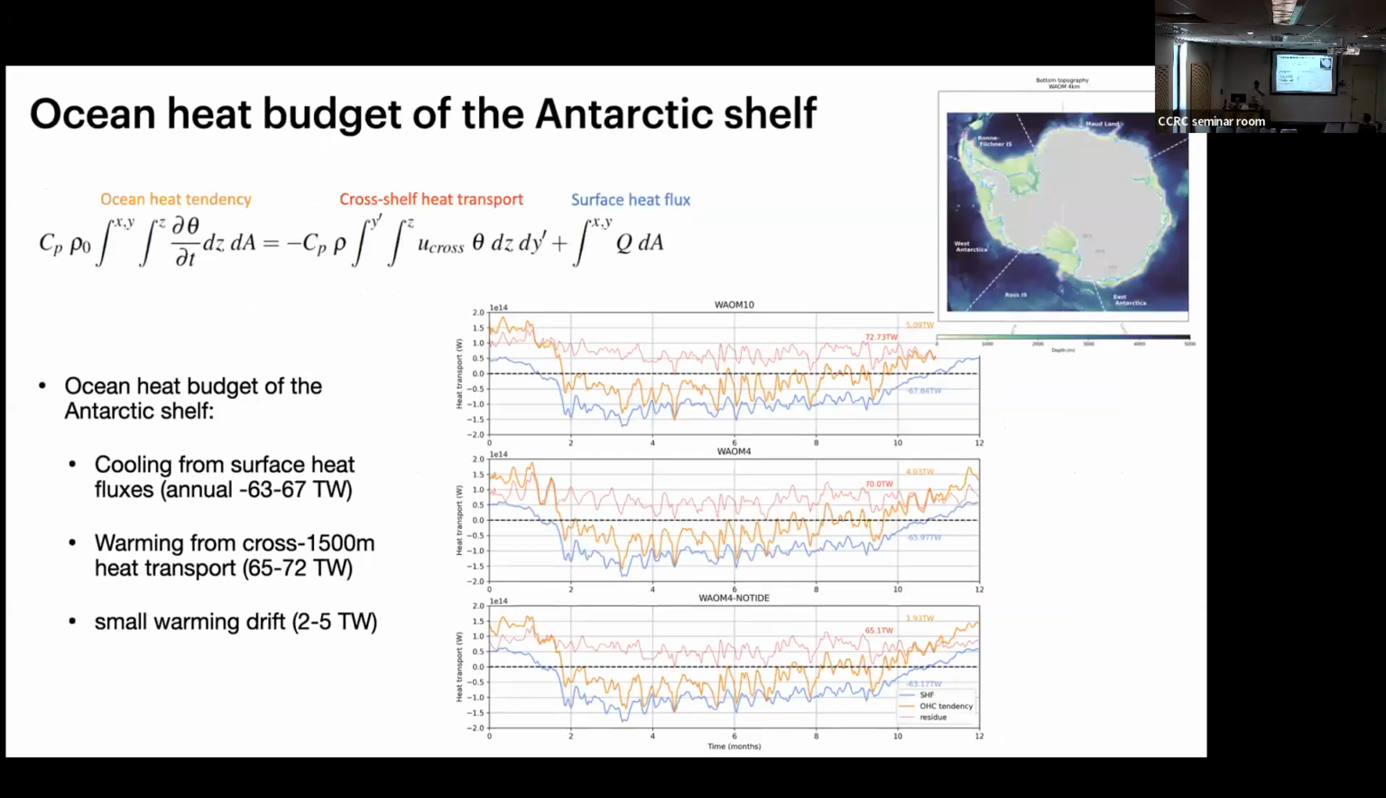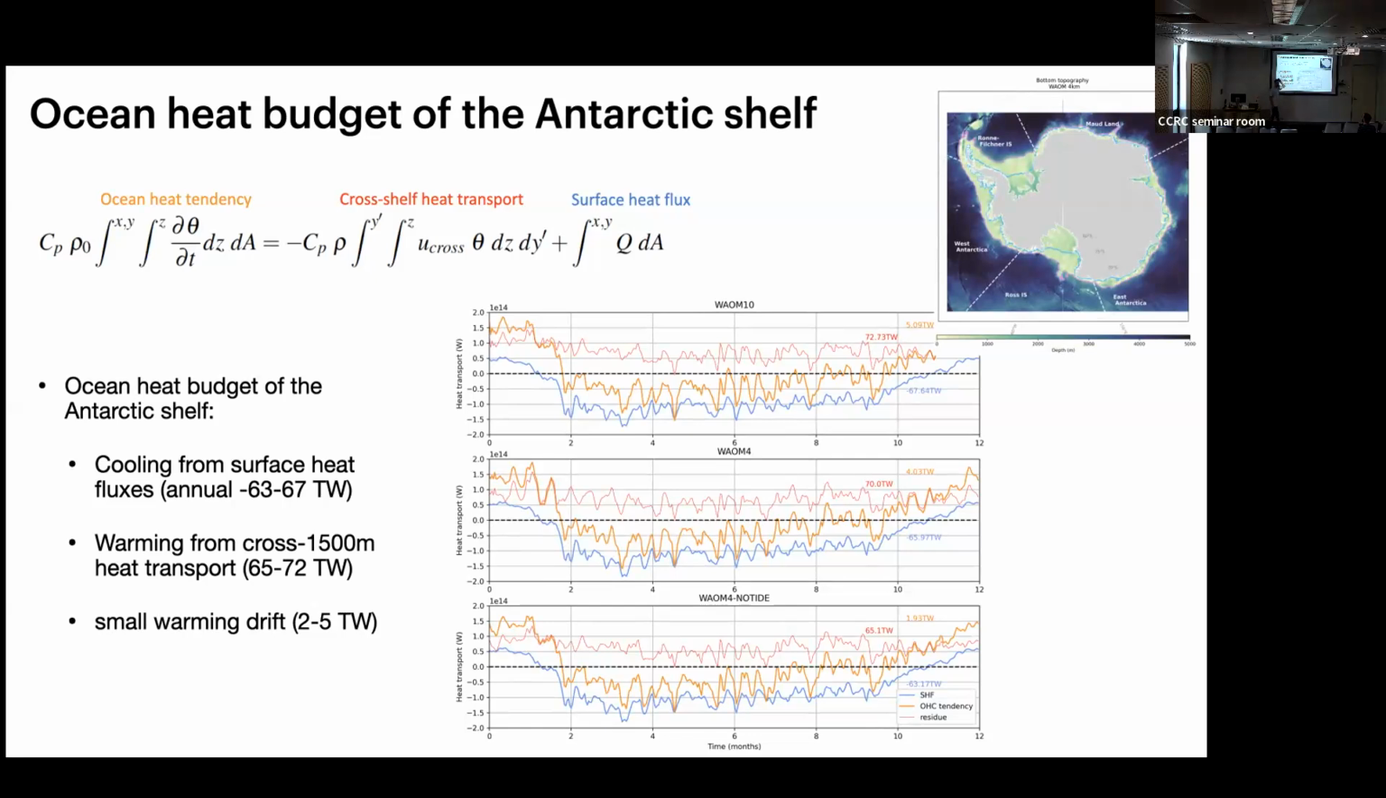Before going to the cross-shelf and cross-calving front heat transport in the Totten area, first we did this ocean heat budget for the Antarctic continental shelf to make sure our cross-shelf heat transport estimates were correct. We diagnose daily fluxes from ocean heat content tendencies and surface heat fluxes, and the cross-shelf heat transport is estimated as the residual. Here you have three different models: 10, 4, and 4 with no tides.